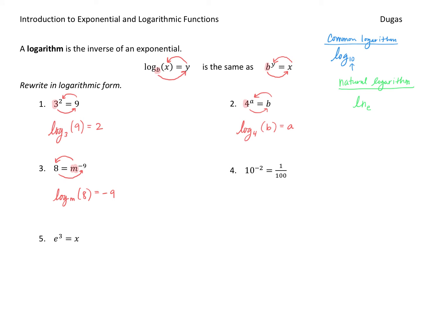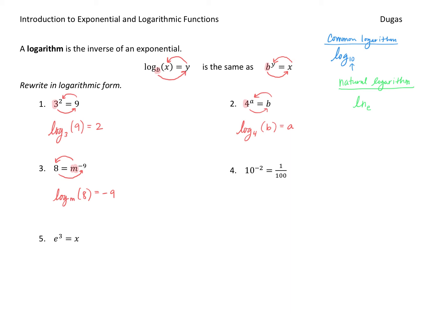So e is a number like pi. Since it is an irrational number, we use the letter e to represent that specific number. And so the base for the natural log is understood to be e. So when you see an exponential equation like number 5 that has the e, generally you use the natural log instead of the common log because the base will be e.